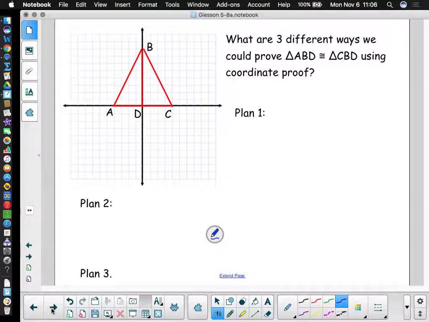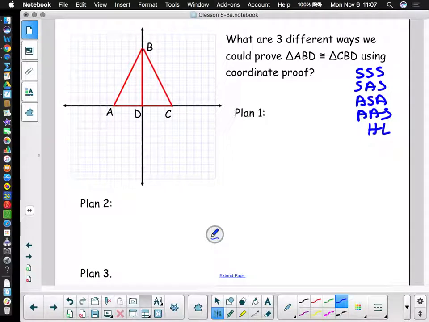In fact, the biggest thing is to make a plan. And once you have the plan, the execution is pretty simple here, as long as you know your formulas. So what are different ways I could prove triangle ABD congruent to triangle CBD? Again, if you're not sure, just list out your shortcuts and see which ones are possible.